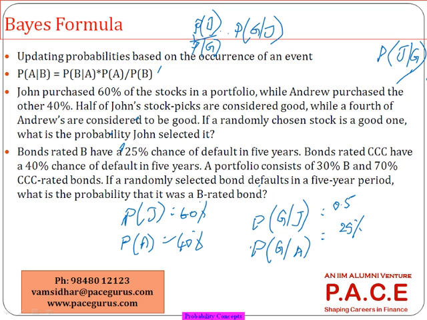Again, for the probability of G, you can go with the total probability rule because those two are mutually exclusive and exhaustive events. You can arrive at the probability of G by expressing it with respect to the conditional probabilities of G given J and G given Andrew. Fine.